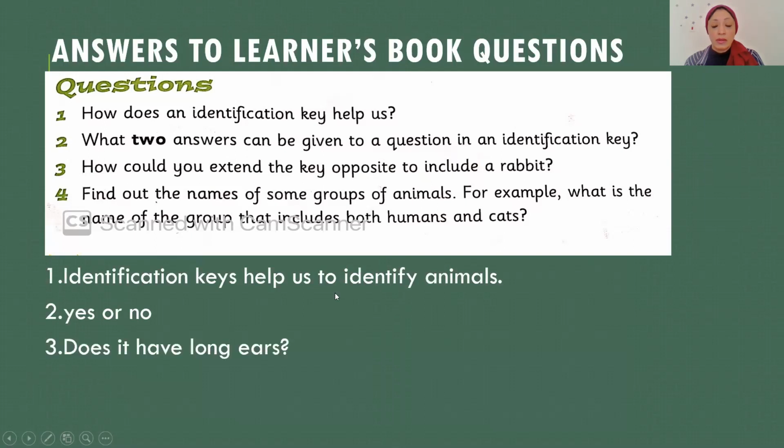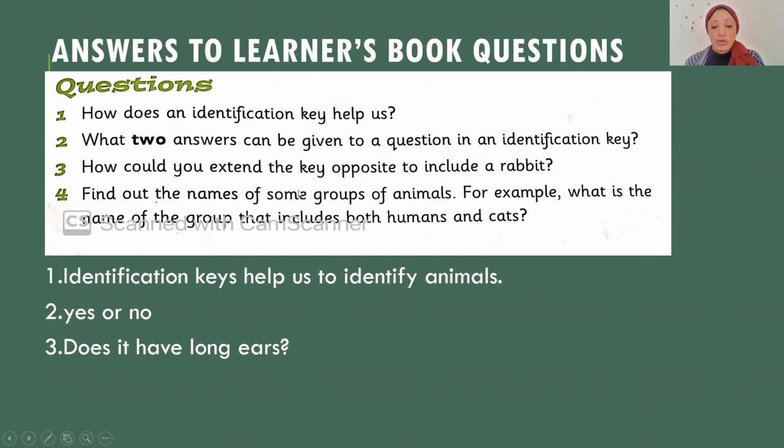How could you extend the key opposite to include a rabbit? Okay. What is the most famous feature of the rabbit? Yes, does it have long ears? Because the rabbit has long ears. Okay, so this will be the question that identifies the rabbit: does it have long ears?